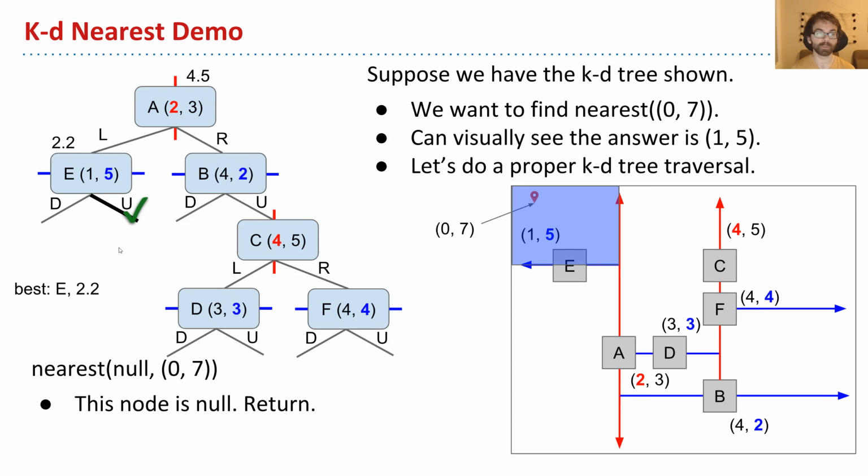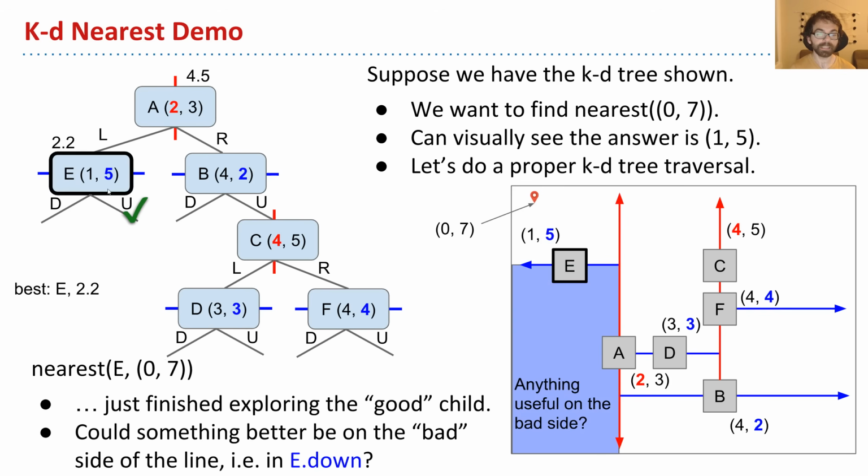So we go to the upside and it turns out it's just null anyway. So all that thinking carefully ended up being a little silly because we got here and there was no up point. So now we go back up to E, and we've now just finished exploring the good child. We've explored the good side.